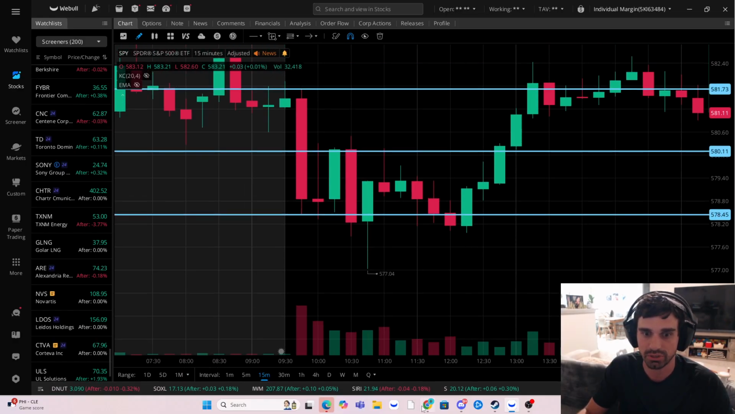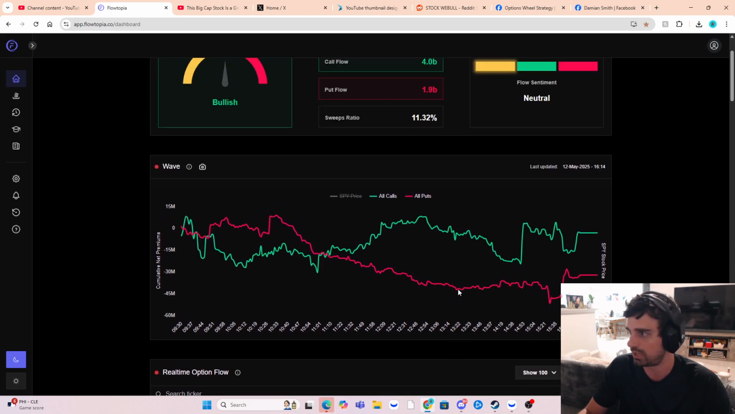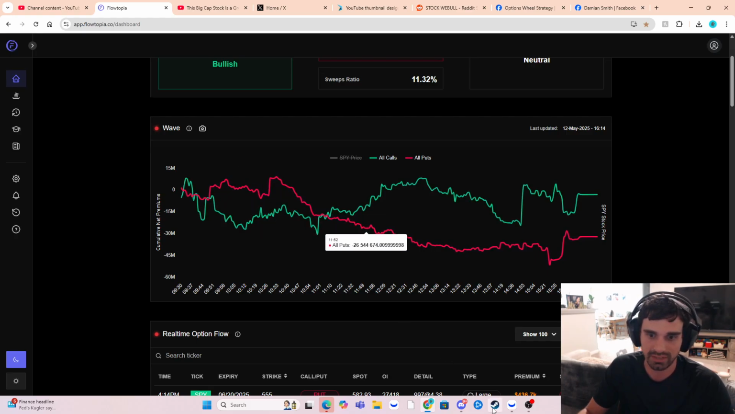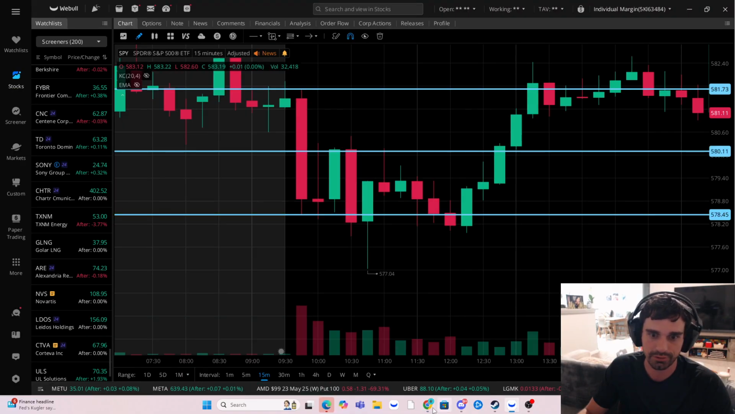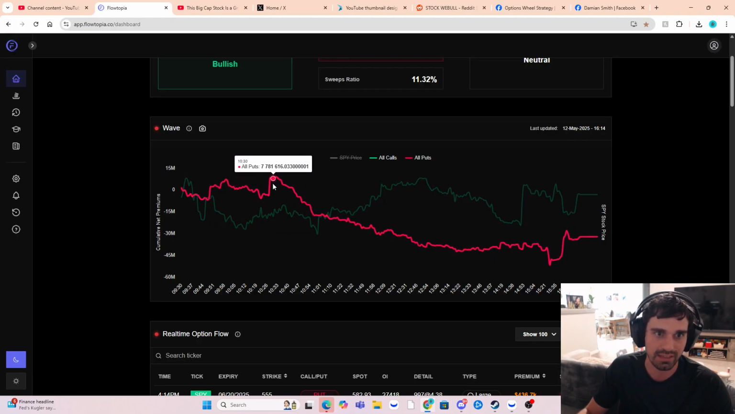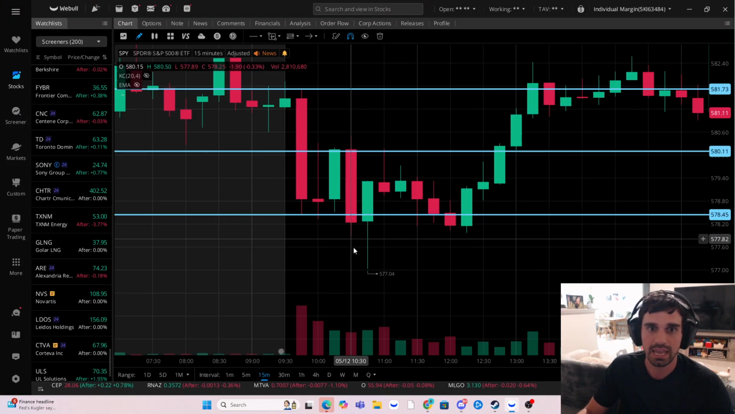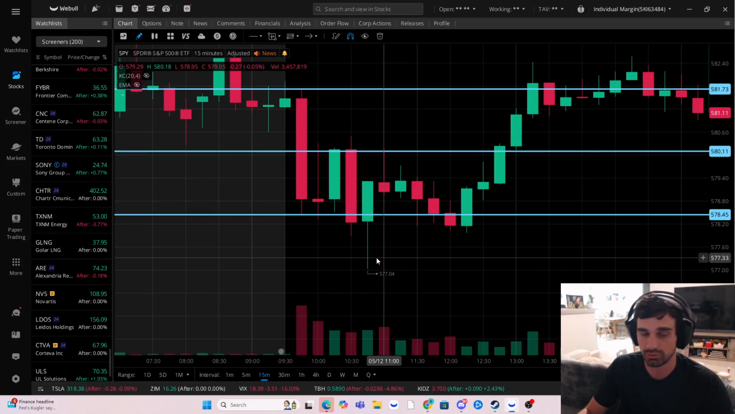The next thing that you want to confirm with is option flow. You can look at heavy option flow. Are the puts higher than the calls at this opportunity? This was at 10:30, and the answer is yes. Right here at 10:30, the puts were way higher than the calls. So I want to take a bias of, hey, more puts are being bought than calls, and this is a great opportunity to short the market.